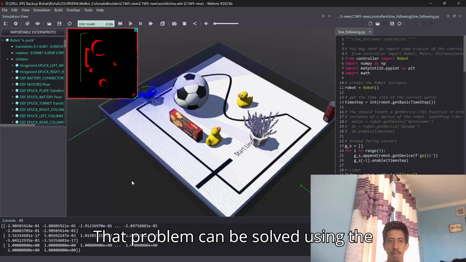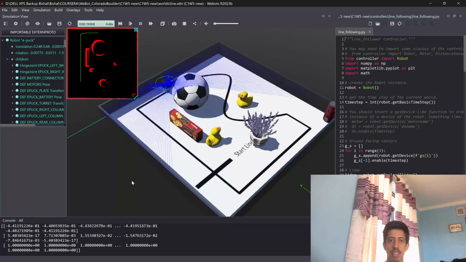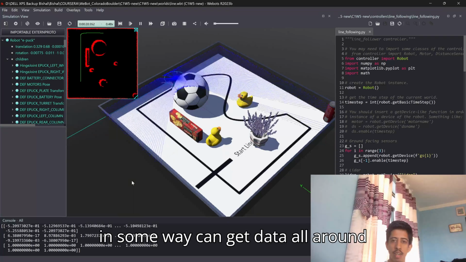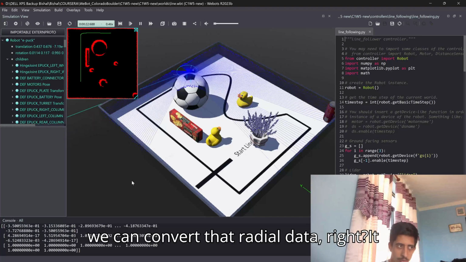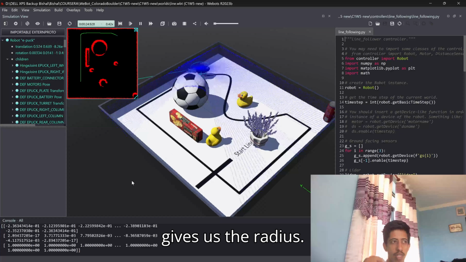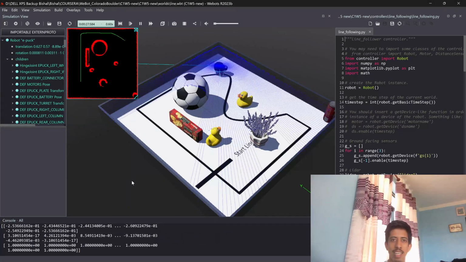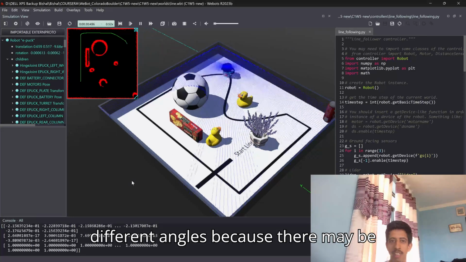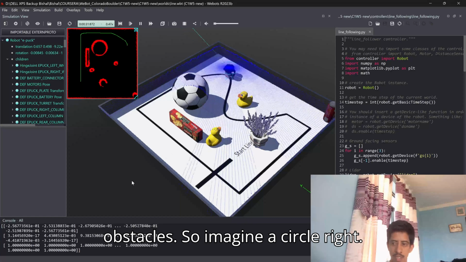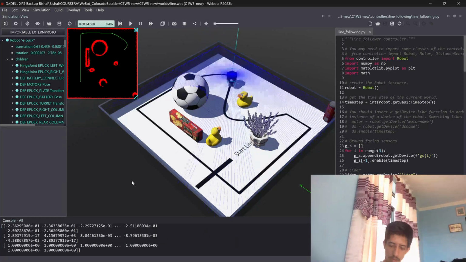That problem can be solved using the LiDAR sensor. The LiDAR sensor, in some way, can get data all around itself. That means we can convert that radial data, right? It gives us the radius. The radius might be changing at different angles because there may be obstacles. So imagine a circle, right? Let me draw it on my paper and show you.